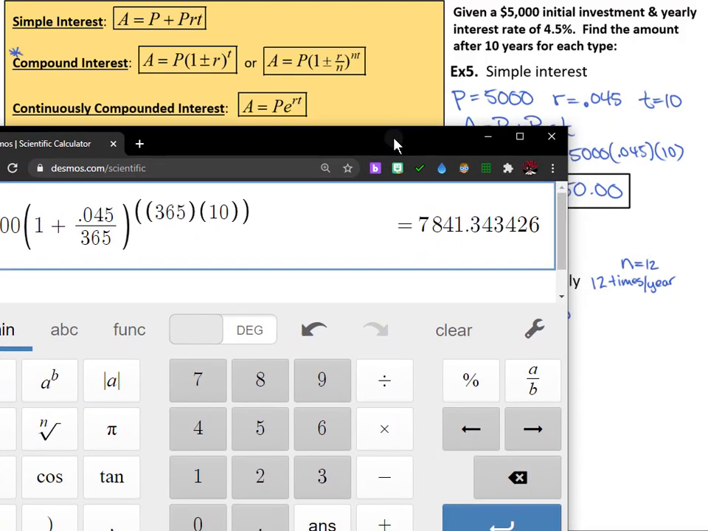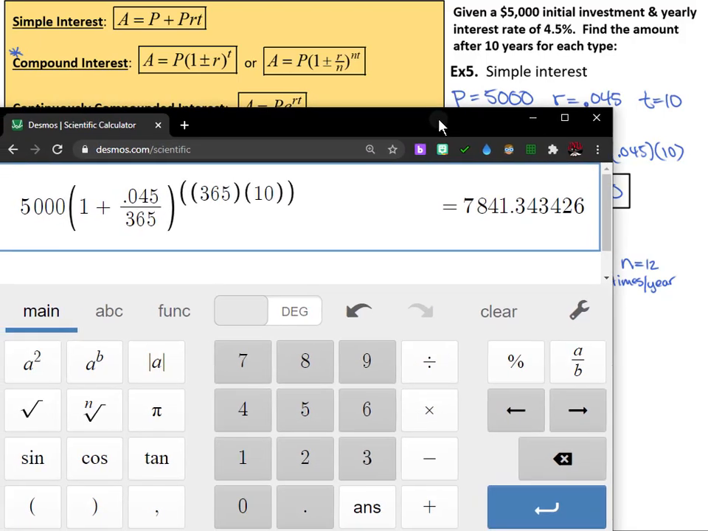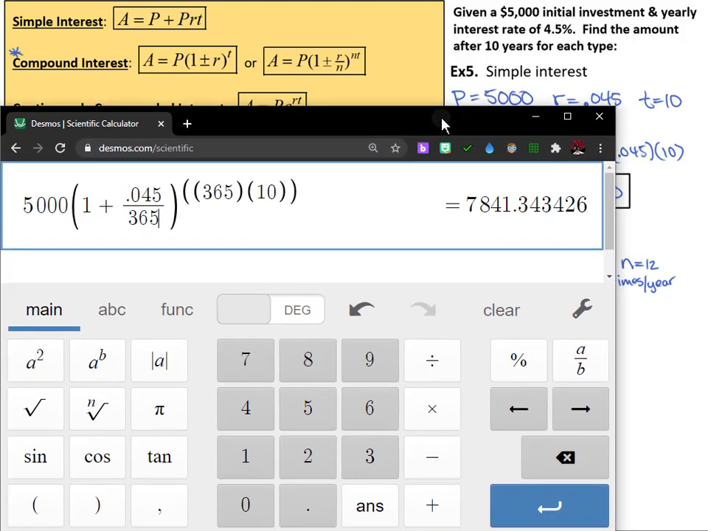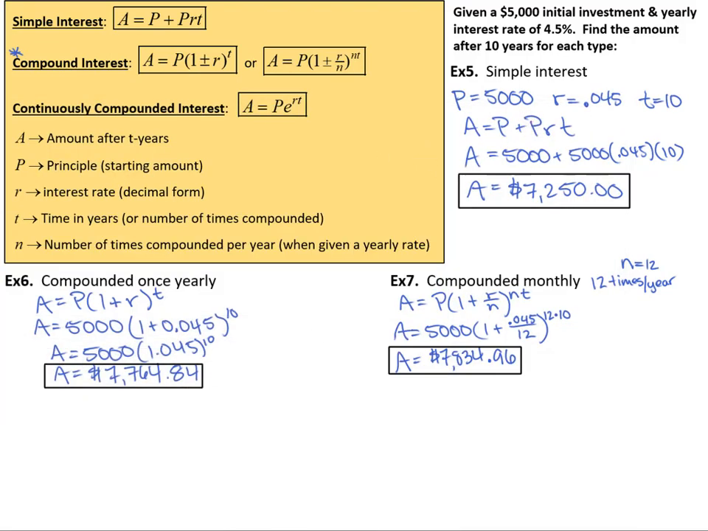What about if we did it hourly, or every minute, or every second, or every instant? Would we get more money? And as we can tell from our trend, the answer is yes. And that leads us to our last one here.